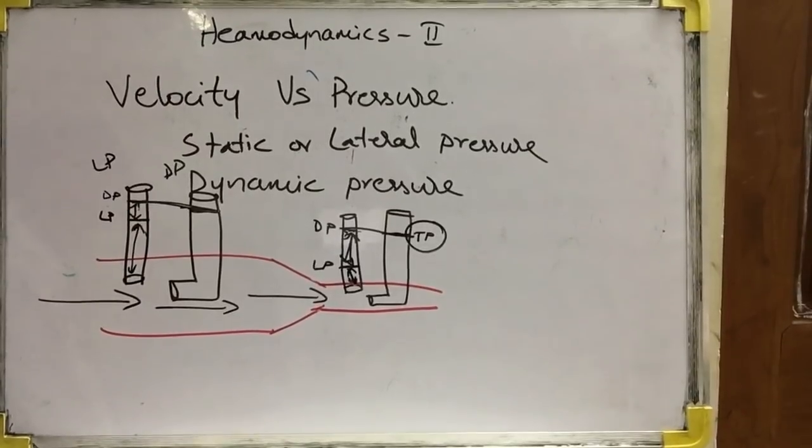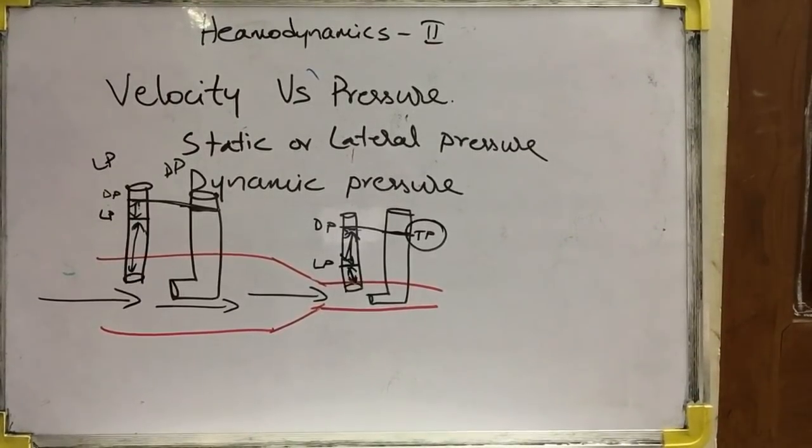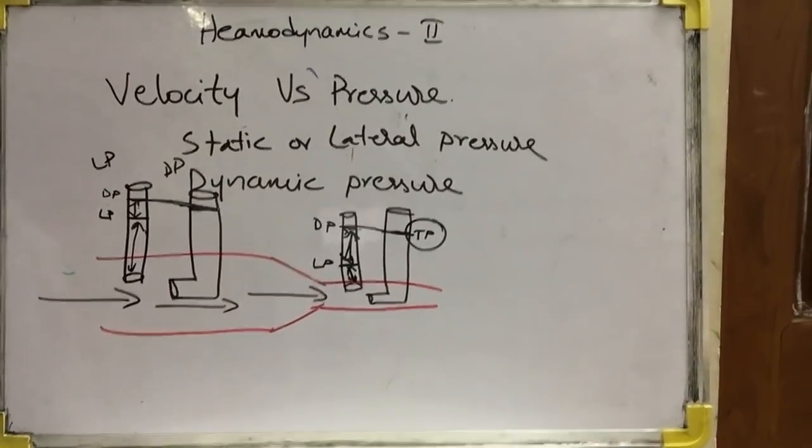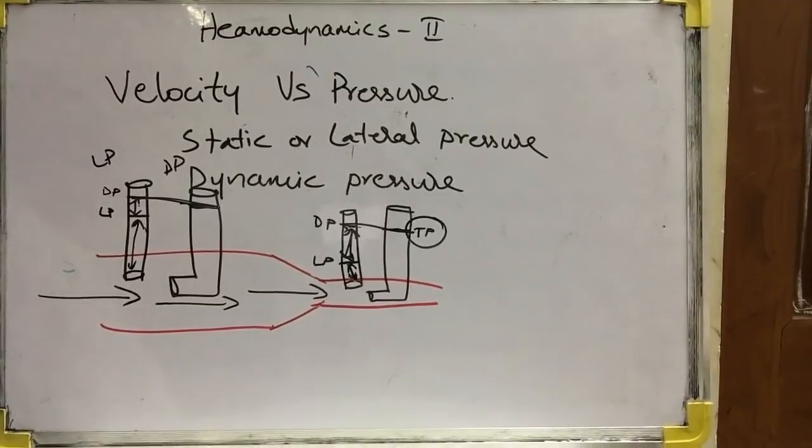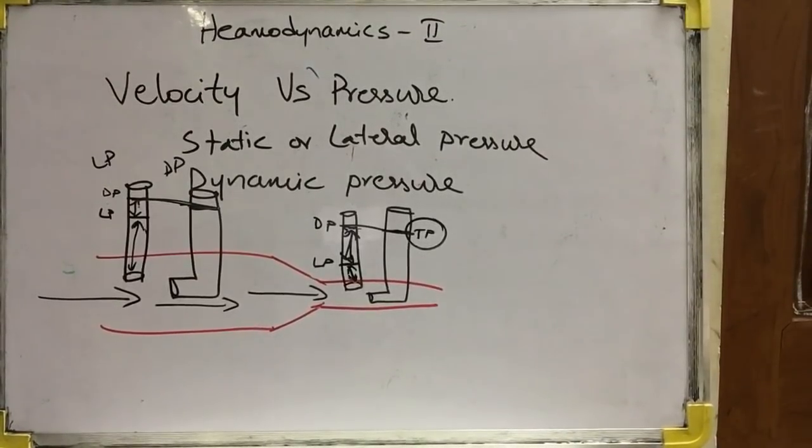If the dynamic pressure is increased, the lateral pressure will decrease. If the dynamic pressure is decreased, then the lateral pressure will increase, and you see that the total pressure remains constant and fulfills Bernoulli's principle.